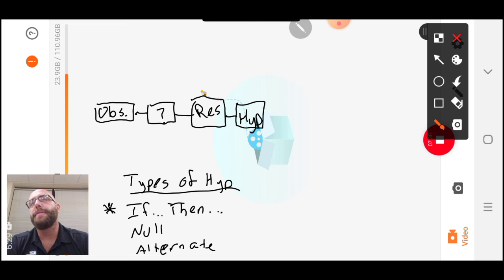A null hypothesis always starts out, there is no significant difference in this if we change this. So it's kind of flipped. All right. So the then comes first and the if comes after, if you will. So there is no significant difference in the coronavirus if we treat it with bleach. And so it's kind of flipped from how we think of an if-then. And an alternate is the positive antithesis of that, if you will.